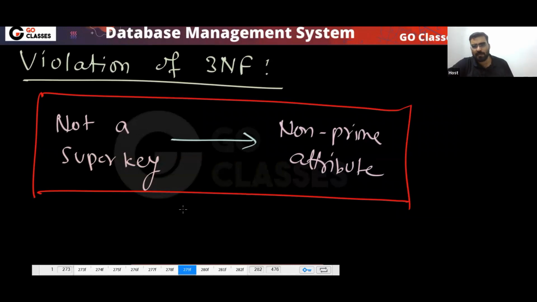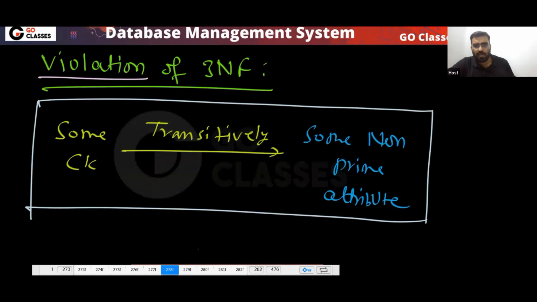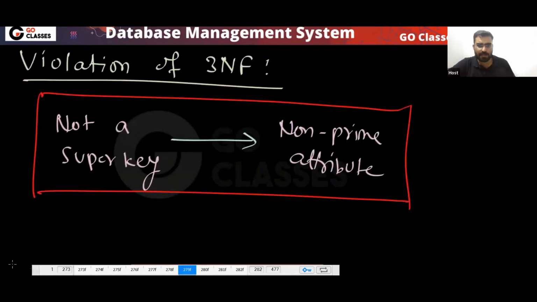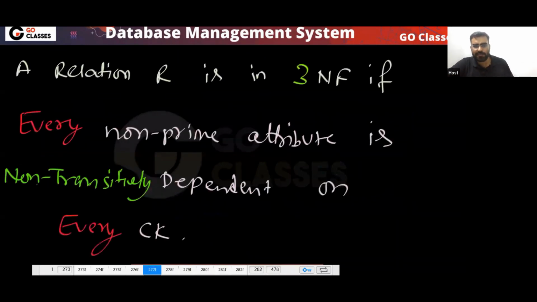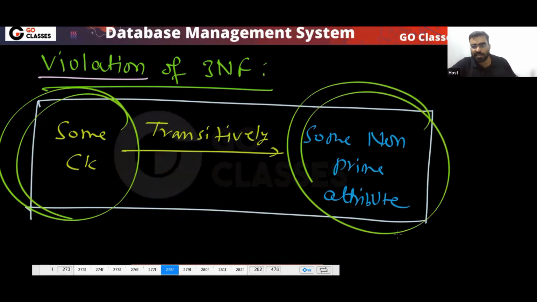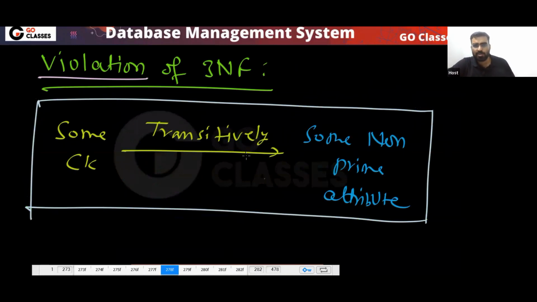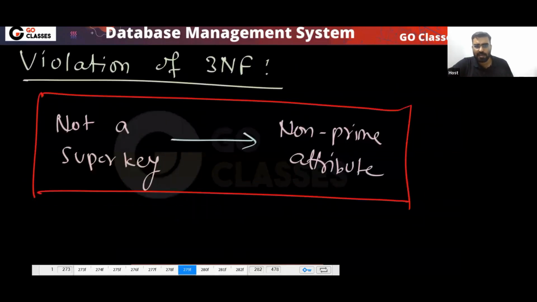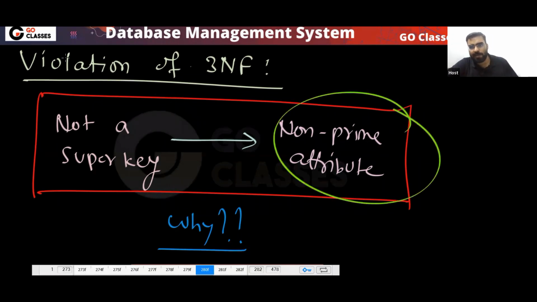This functional dependency is the violation of 3NF. Why? Tell me, what does this have to do with transitive? Like, what is transitive here? Remember, this is the definition: some candidate key transitively determines some non-prime attribute. Now I am saying that not a super key implies non-prime attribute is a violation. Why?